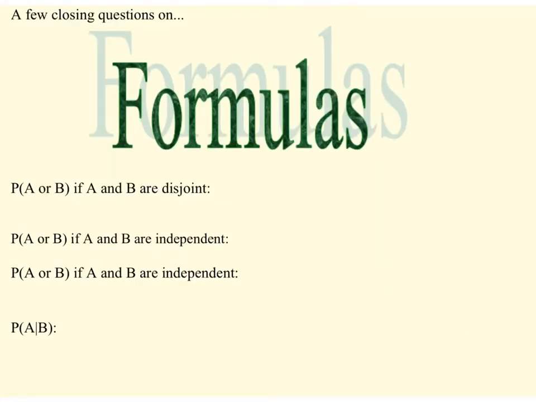All right, we've learned some formulas here. What's the probability of A or B if A and B are disjoint? Well, let me go back to my picture. Disjoint means they're like this. So if this is A and this is B, it's simply the probability of A plus the probability of B.